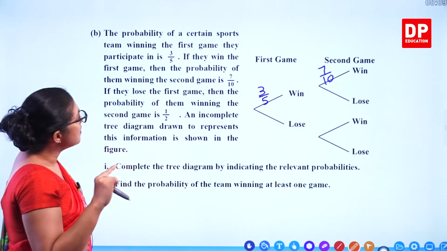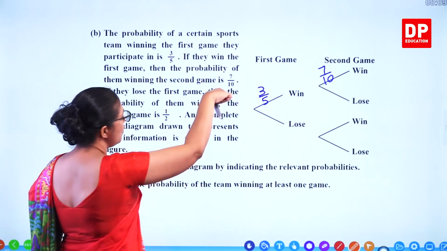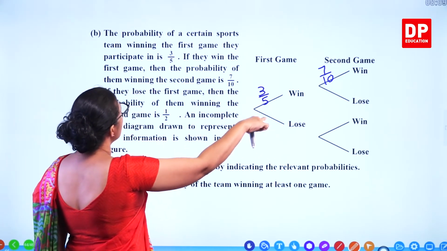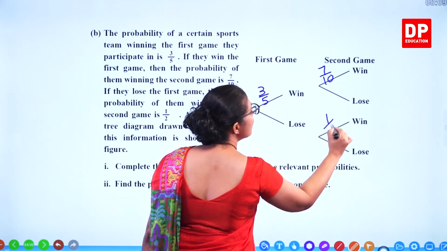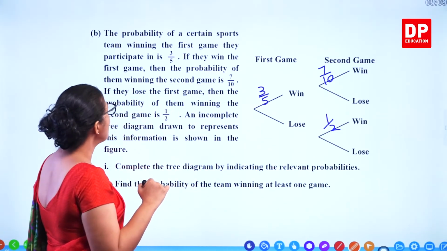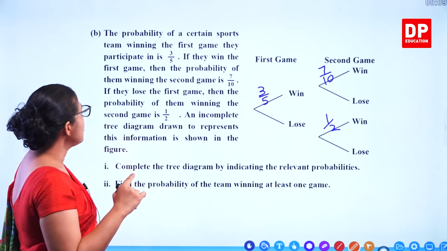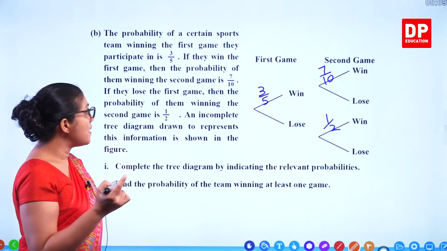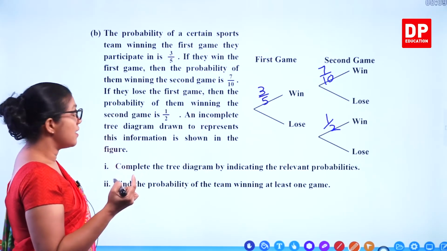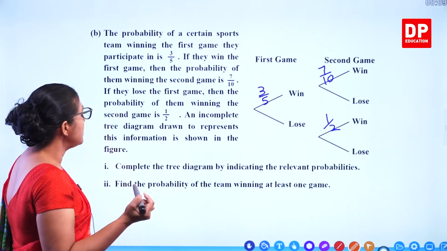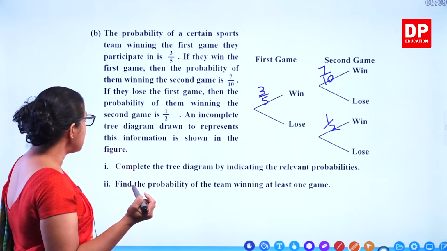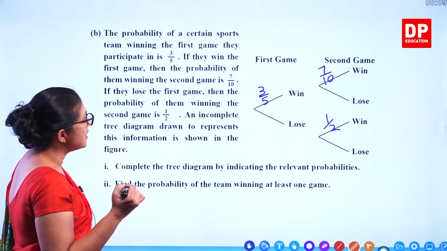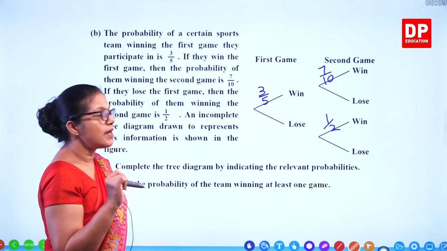If they lose the first game, this is losing, then winning the second game is half. So you can fill half there. An incomplete tree diagram drawn to represent this information is shown in the figure. So first you have to complete the tree diagram by indicating the relevant probabilities and find the probability of the team winning at least one game.